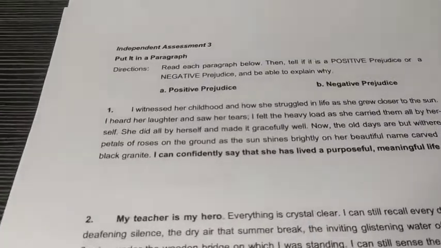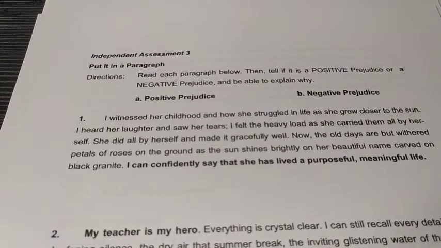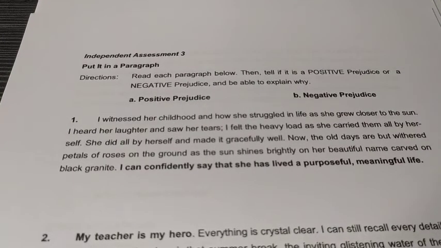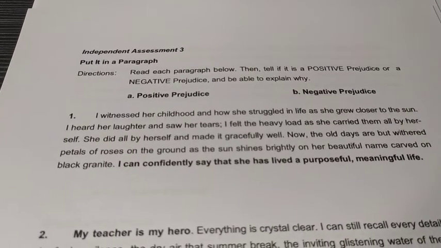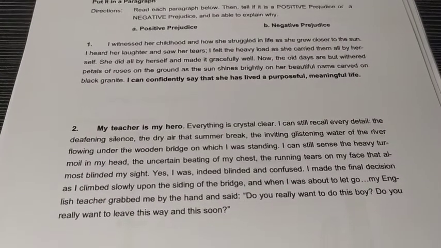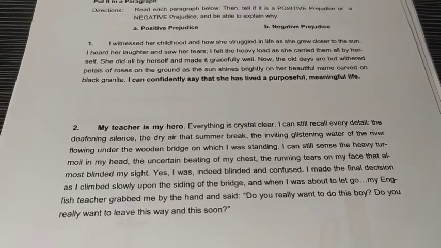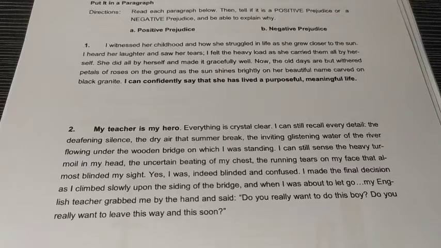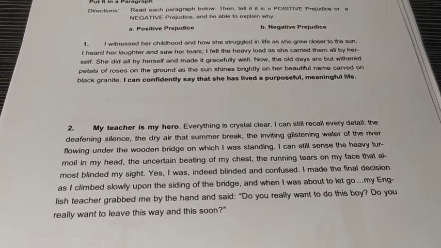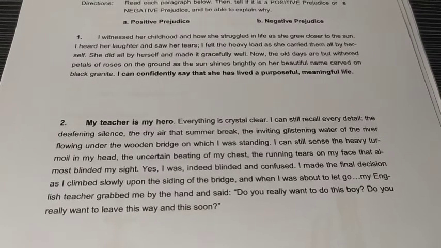Then for assessment number 3, put it in a paragraph. Read each paragraph below, then tell if it is a positive prejudice or a negative prejudice and be able to explain why. So A, positive prejudice; B, negative prejudice. One key to identify if it's positive or negative is the outcome. If it will hurt people, or it is intended for the doer itself, it's negative. If it is only for the sake of other people, it's positive prejudice.